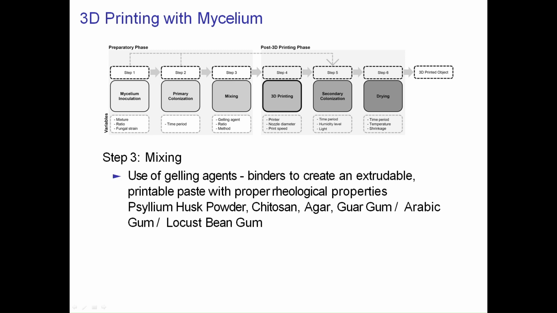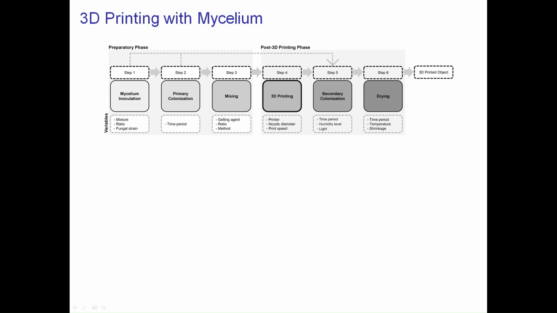Mixing, the third step of the process, converts the colonized substrate into a printable paste using gelling agents to ensure sufficient viscosity and yield stress for stable extrusion and high print fidelity. Among the most common binders are psyllium husk powder, chitosan, agar, and different kinds of gum.